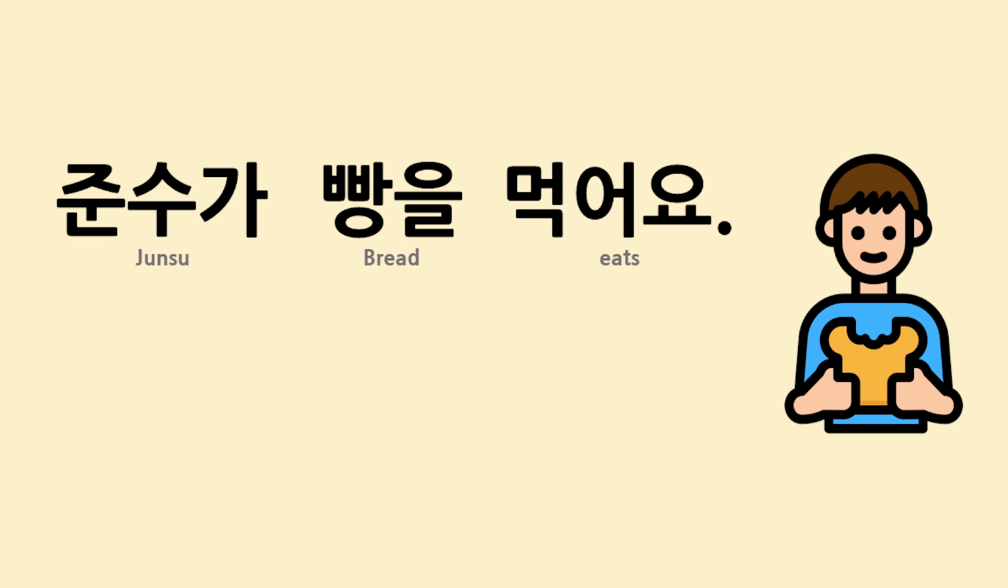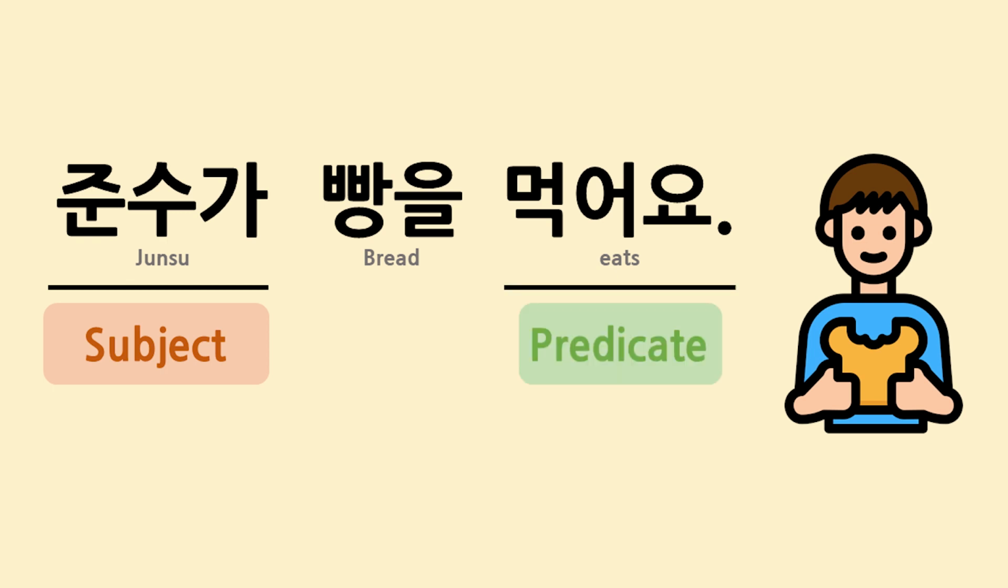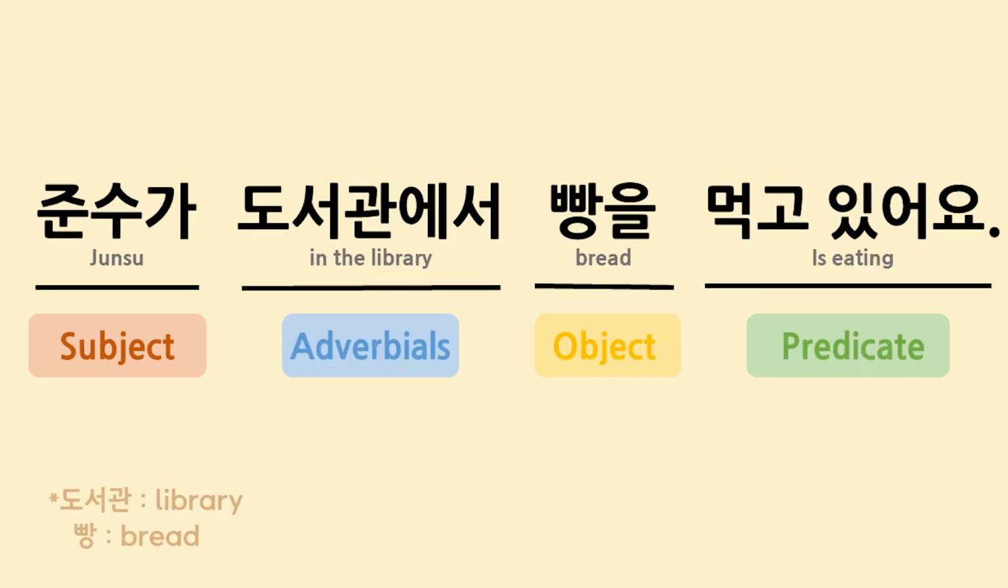준수가 빵을 먹어요. 준수 is the subject of the sentence, and eats, 먹어요, would be the predicate. So 준수 is performing the action and the bread is eaten by 준수. And since it is receiving the action, we call the 빵, bread, the object. From here, you can make the sentence like this. 준수 is eating bread in the library. In this sentence, they've got the subject, object, predicate, and they added the information where 준수 is eating.